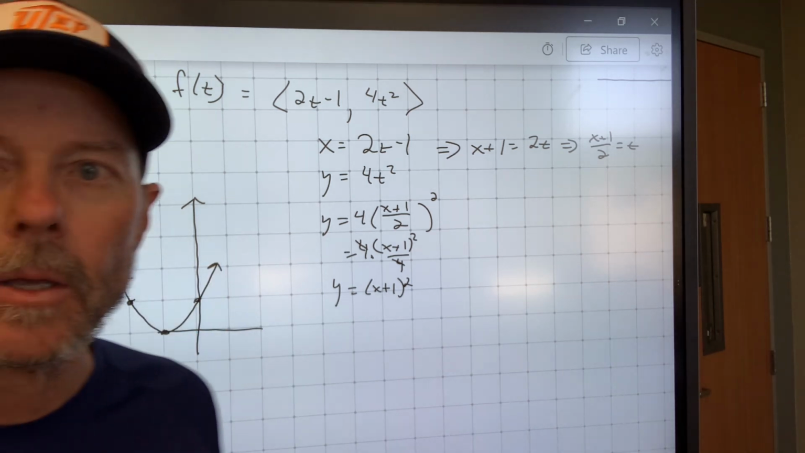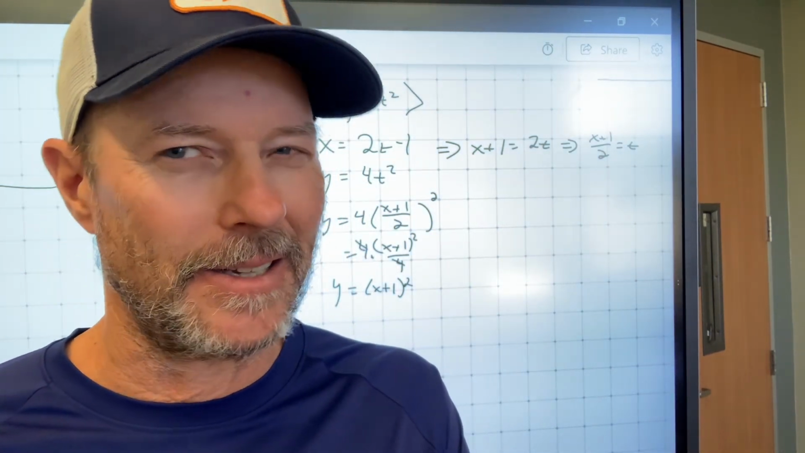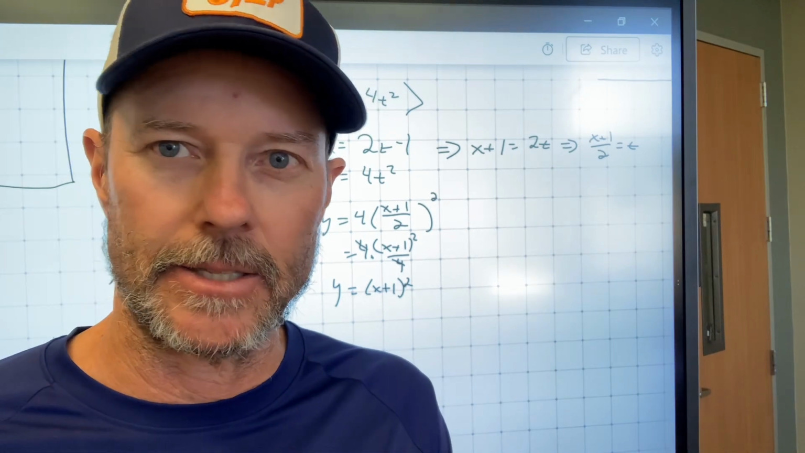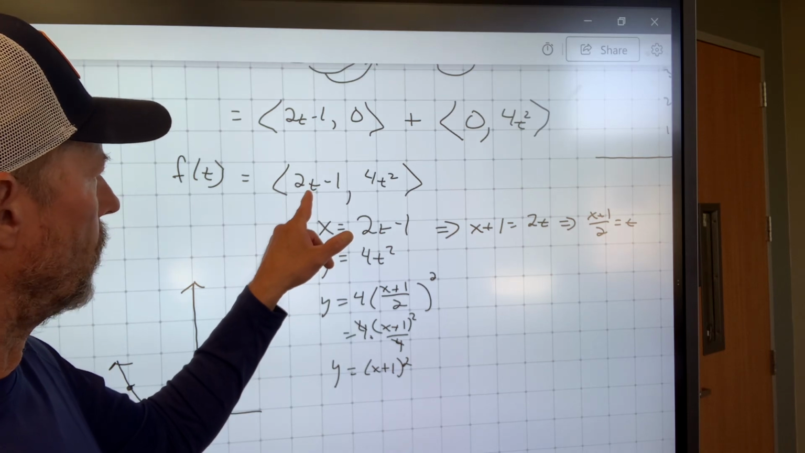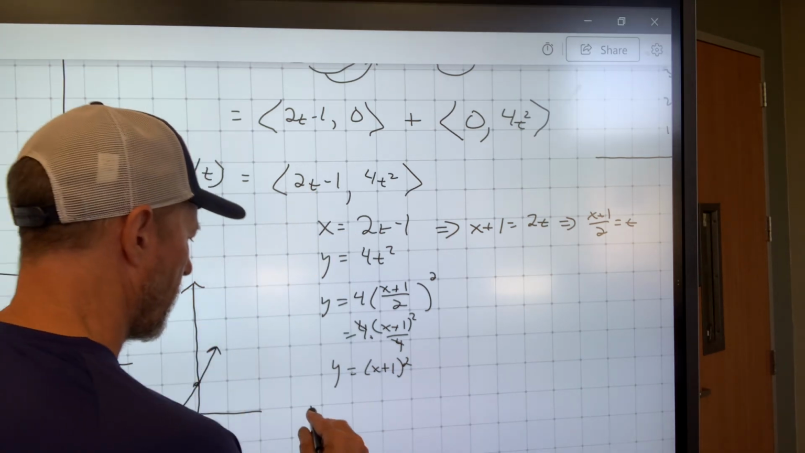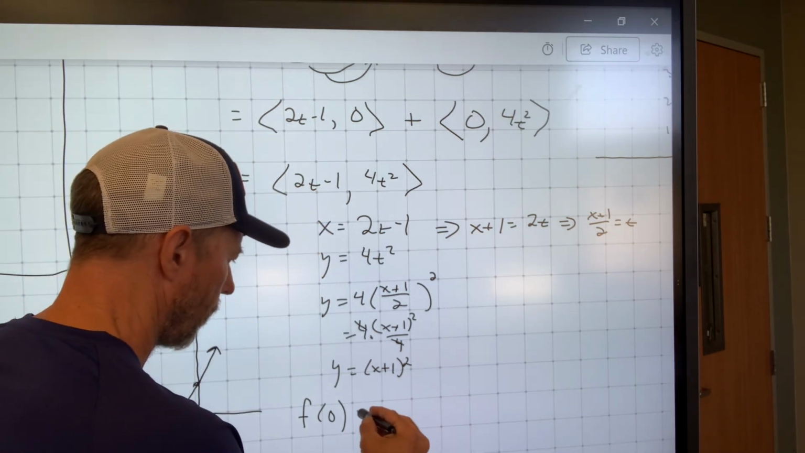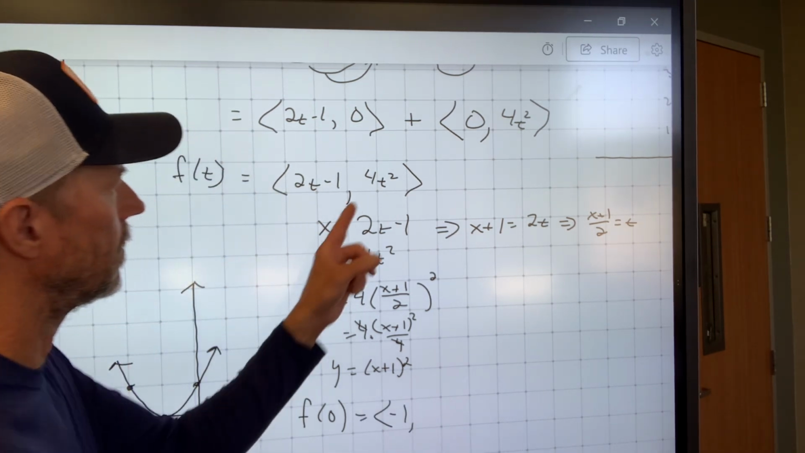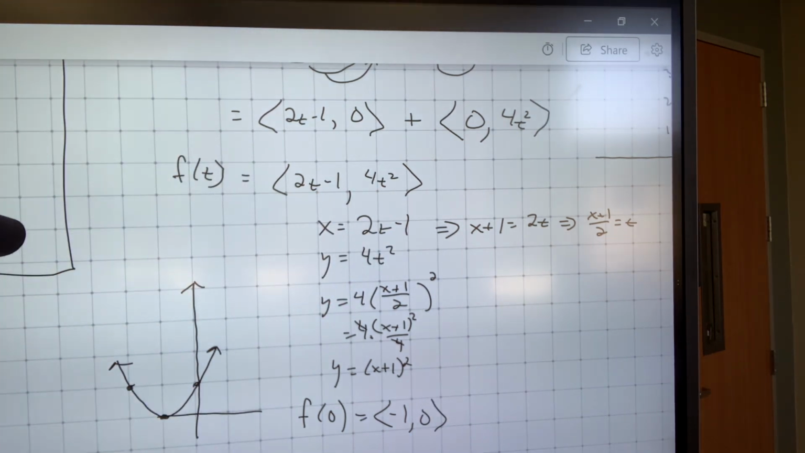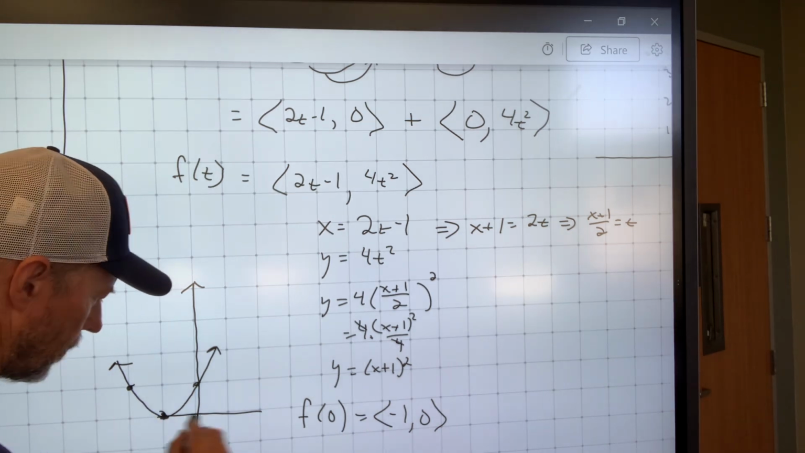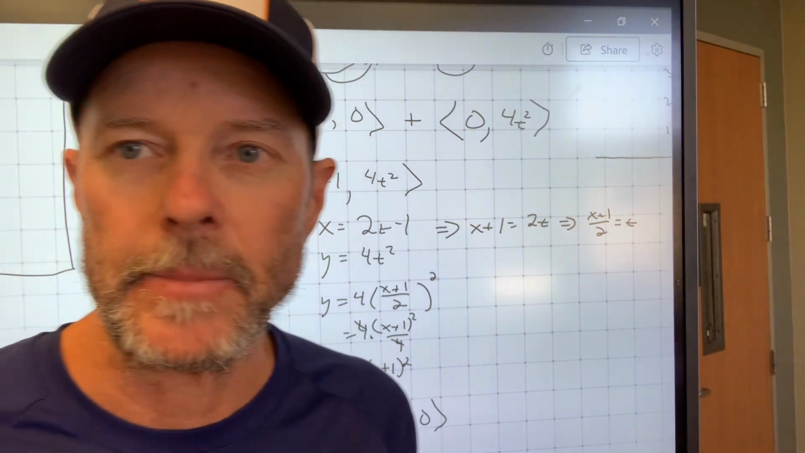Boom. But when I eliminated the parameter there, I kind of eliminated the dynamic sense that the t value gives us. So, you know, if I plug in 0 for t up here, I'll get -1, comma, and 0 there. 0 squared is 0 times 4 is 0. So I see this is the point (-1, 0), the point at time 0. Okay? Math made simple, Simpson math.